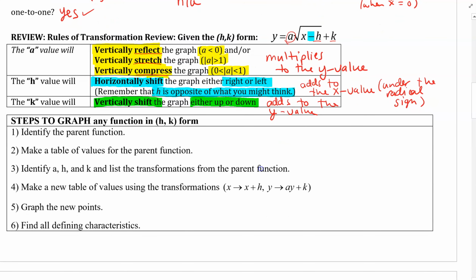Now here's how we will make the graph. We'll identify the parent function, which for this particular skill is the square root of x. We'll make a table of values for the parent function, which again for this particular parent function will be positive perfect squares, right? 0, 1, 4, 9, and then their square roots, 0, 1, 2, 3. We will then figure out what the transformations are going to be, and then any h values will add to x. A will multiply to y, and k will add to y. Then we'll graph our new points and then determine all the characteristics from there. So let's try a few on the back.